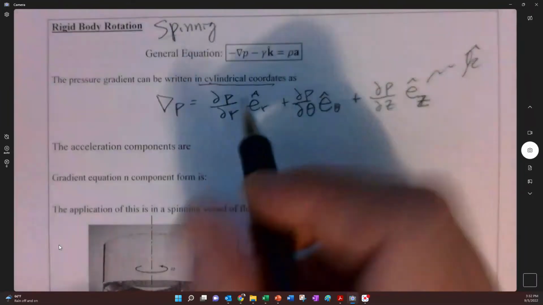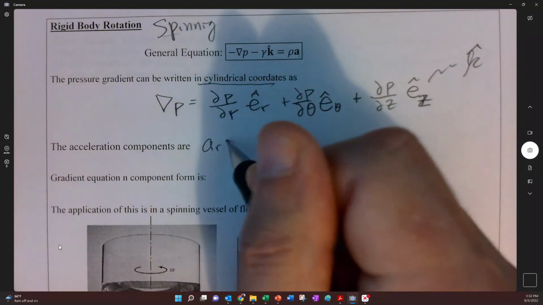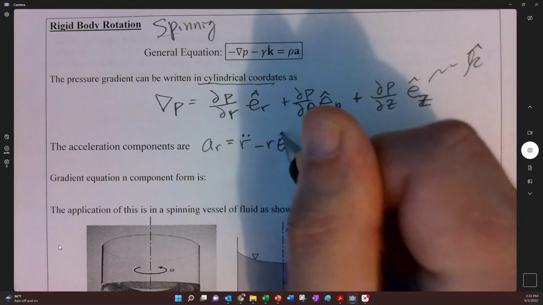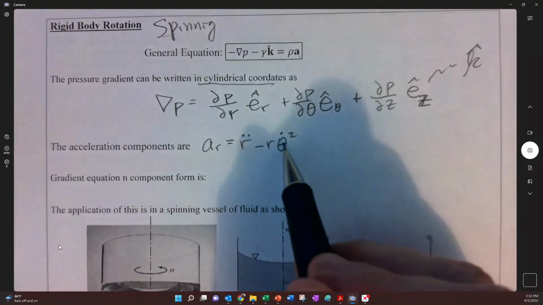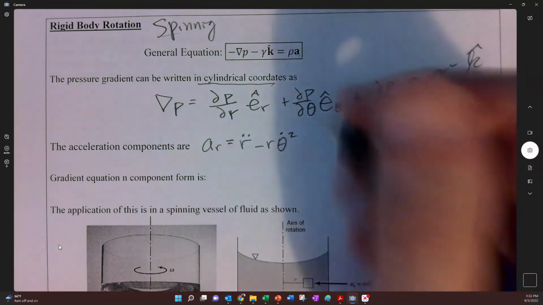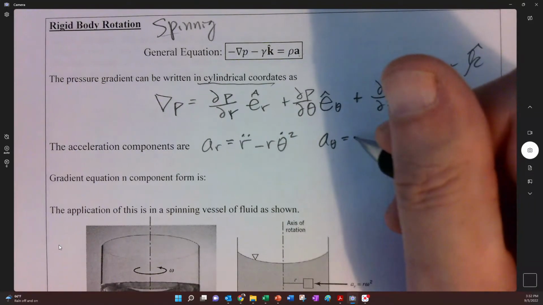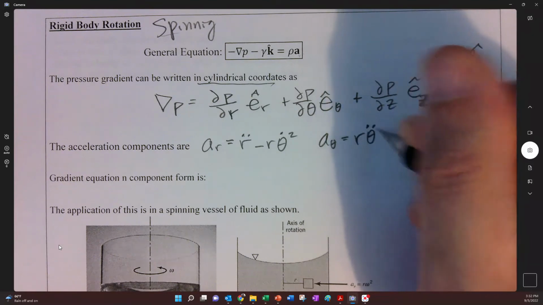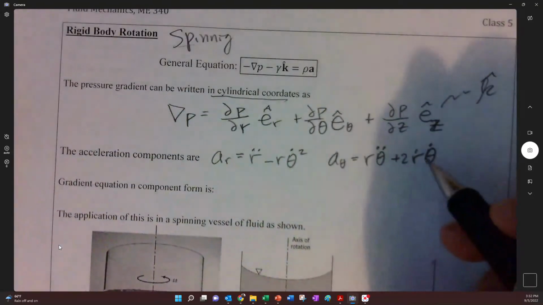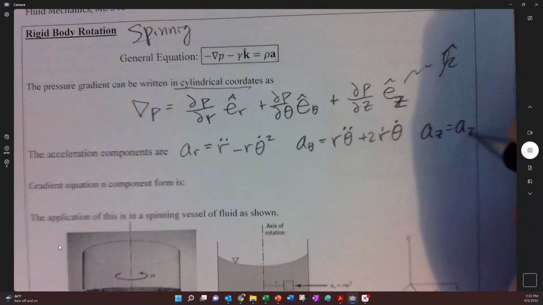So remember from dynamics that the acceleration can be broken down, at least in polar, into a_r = r double dot minus r theta dot squared. We'll quickly say theta dot is the same thing as lowercase omega, the rotational angular velocity. The theta component, sometimes called the transverse direction, is r theta double dot plus 2 r dot theta dot. You might remember that that's the Coriolis acceleration. And then we'll have the acceleration in the z direction.